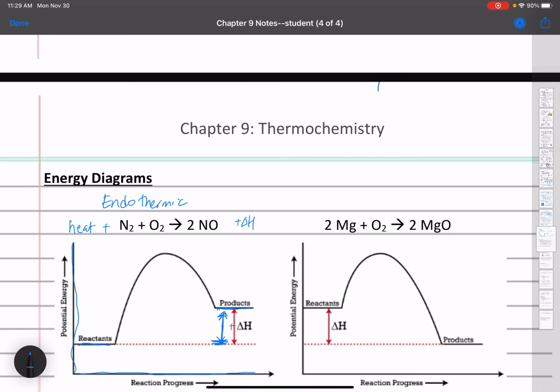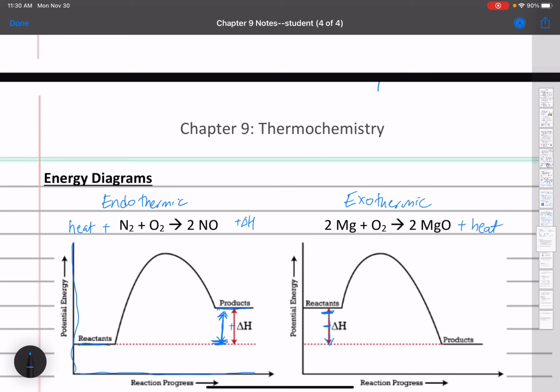On the flip side, we have an exothermic reaction. In this reaction, the change in energy, the change in heat, the heat of the reaction is negative. It's going down. So the reactants have a higher energy than that of the products. And since exothermic reactions give off or release energy, we can think of them as releasing heat.